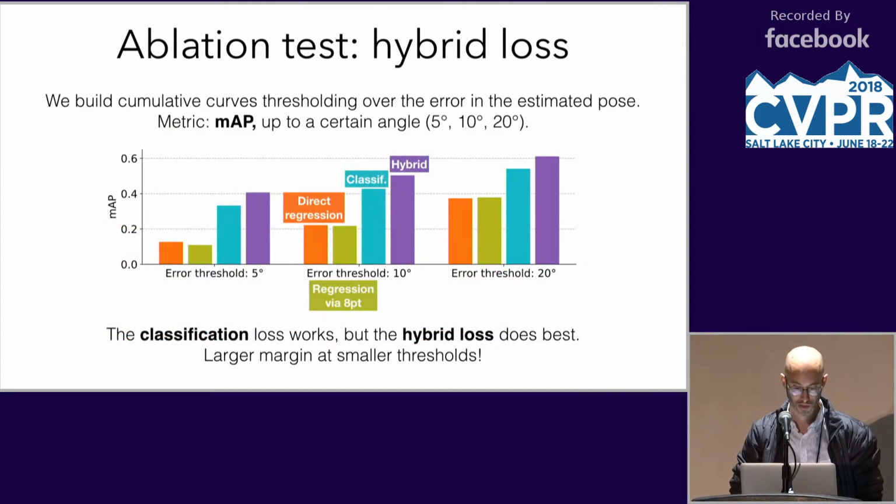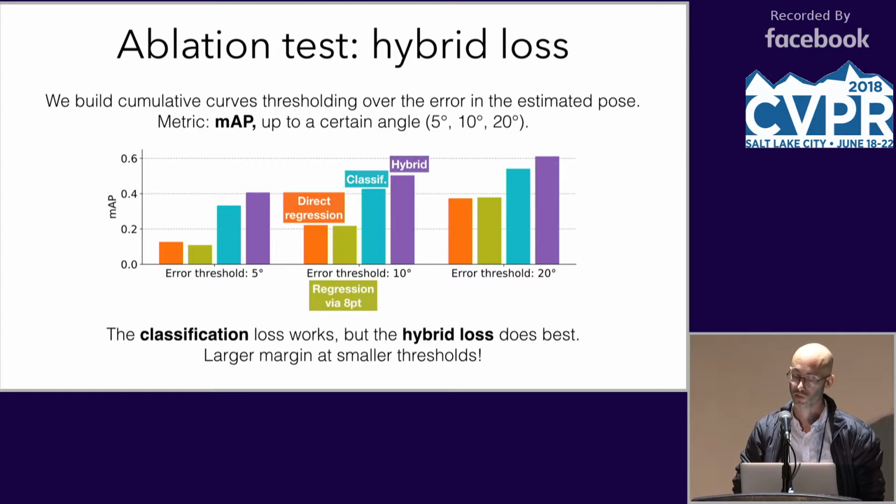So let's move on to the experiments. To benchmark our method, we use the following metric. We compute the angular error between the ground truth rotation vector and the estimated rotation vector, and we do the same thing for the translation vectors. Now we can determine whether a pose is accurate or not by simply thresholding over both of them.